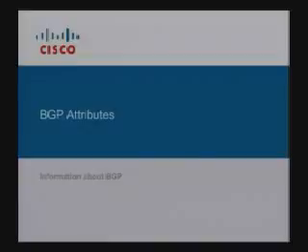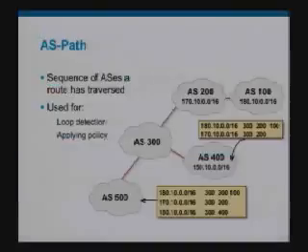So we can store information about what way the prefix has been, any priorities you want to put on the prefix and so forth. You can store this sort of information, and these are the BGP attributes. So the first one I want to look at is the AS path. This one is pretty important.